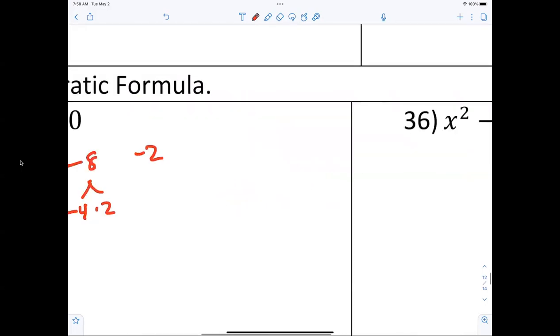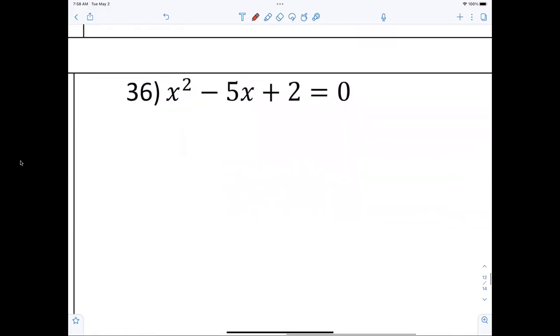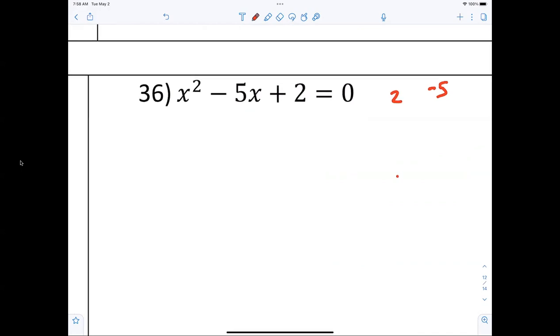All right. So if I look at 36, can that factor? No, because 1 times 2 is 2. Are there any factors of 2 that can equal -5? No. All right, that's how you know. All right, so let's do the quadratic formula for 36.